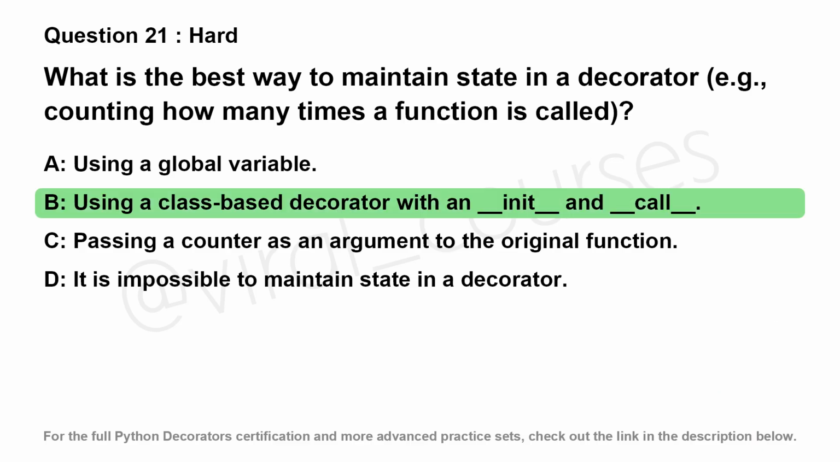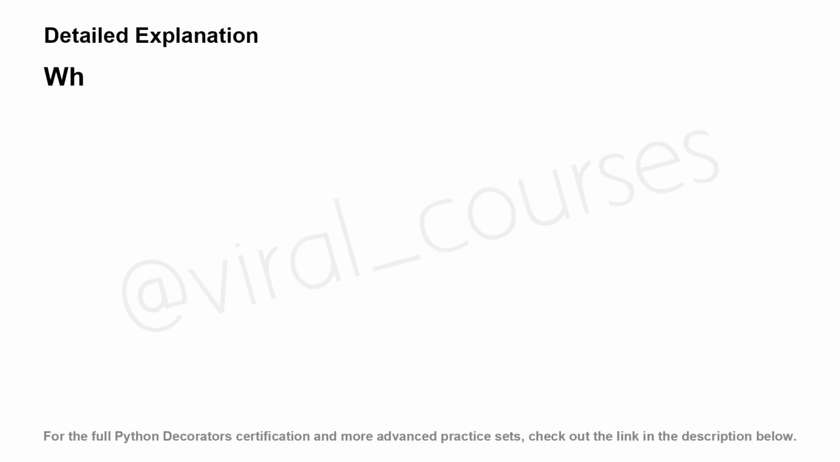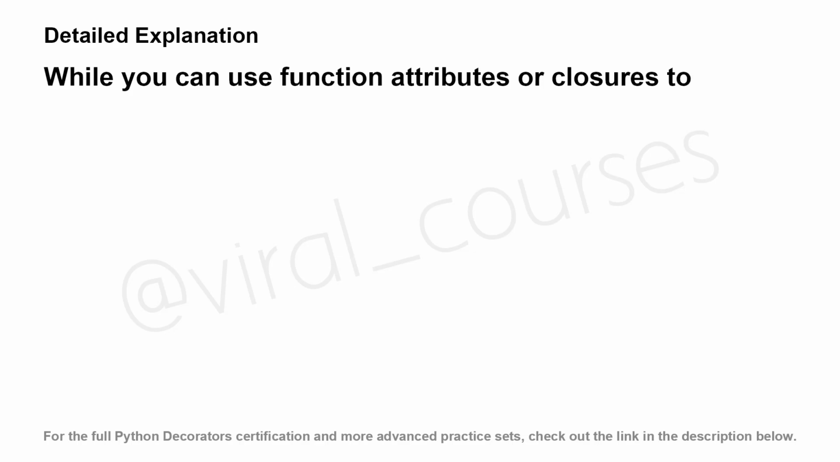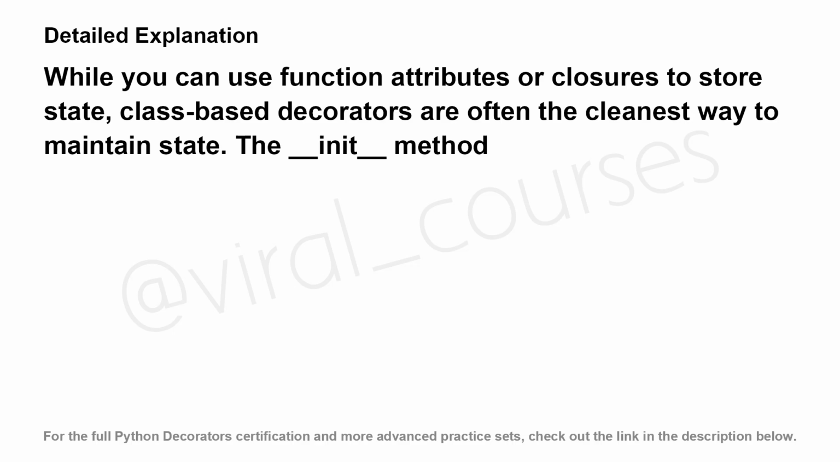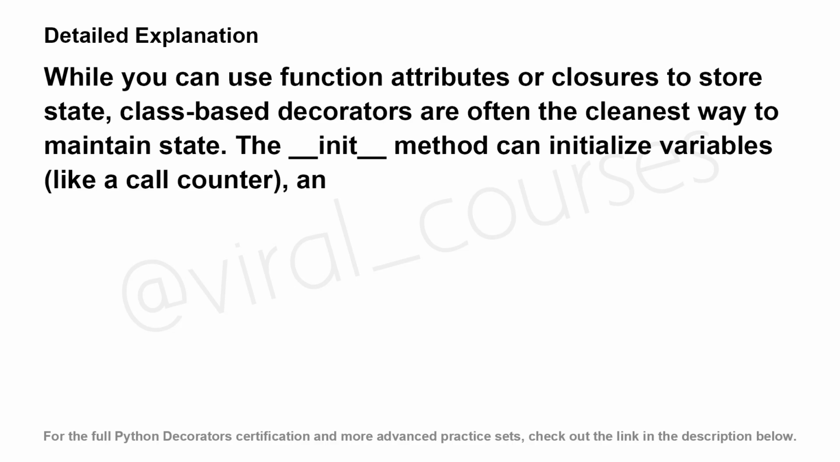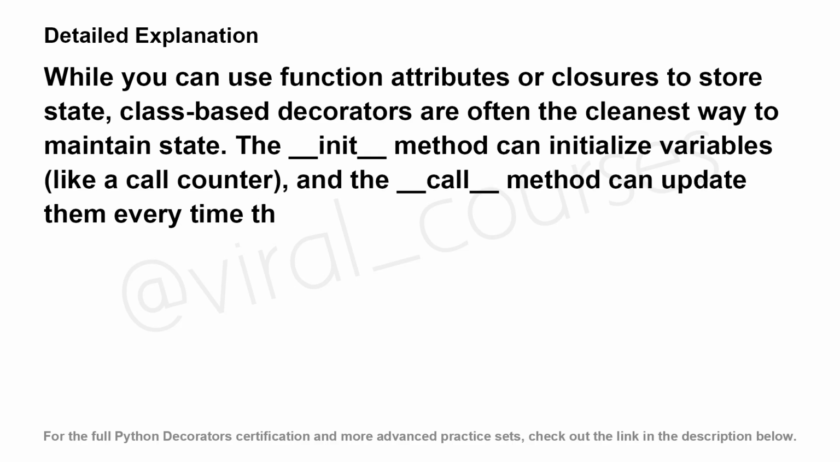The correct answer is B. While you can use function attributes or closures to store state, class-based decorators are often the cleanest way to maintain state. The __init__ method can initialize variables, like a call counter, and the __call__ method can update them every time the function is executed.